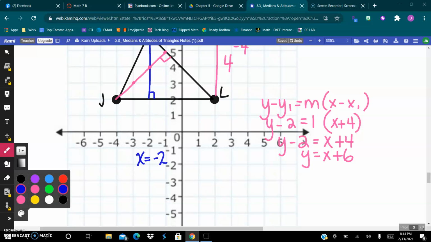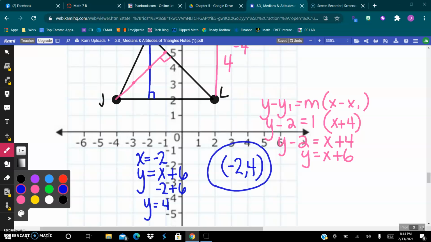So we have x equals -2 and we have y equals x plus 6 for our two lines. So we need the ordered pair where these two equations meet. Well, we already have the x value of -2, so I'm just going to plug that into the other equation. -2 plus 6 would give us 4. So -2, 4. So it wasn't too much extra work to prove that that center, that point, is -2, 4.